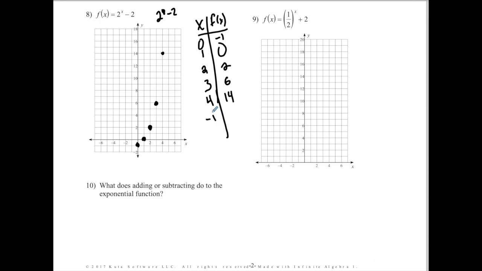All right, negative 1. 2 to the negative 1 is a half. A half minus 2 is negative 1 1/2. Okay, negative 2, you get a quarter minus 2. Negative 1 3/4. Negative 1.75. So you can see that I'm trending towards this negative 2. And I'm going up like that.